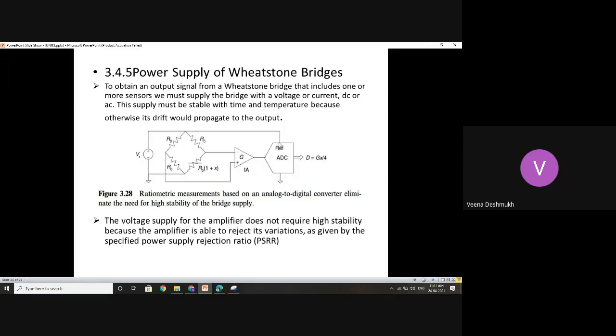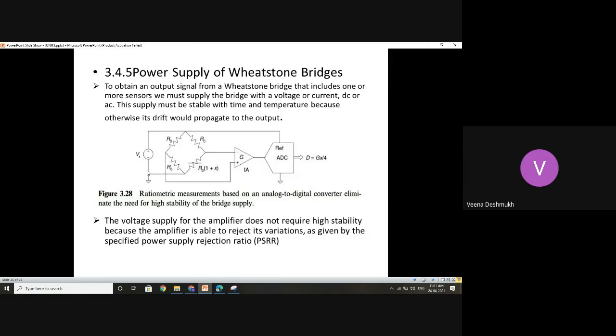Otherwise, this variation in the supply will reach the output end or the processing unit. And by mistake, the processor can take it as variation in the sensor element only. As a result, the output may be erroneous, or you don't get the accurate results. And if the variations are of a few degrees of temperature, then definitely it is going to cause harm to the product or the furnaces which it is controlling.